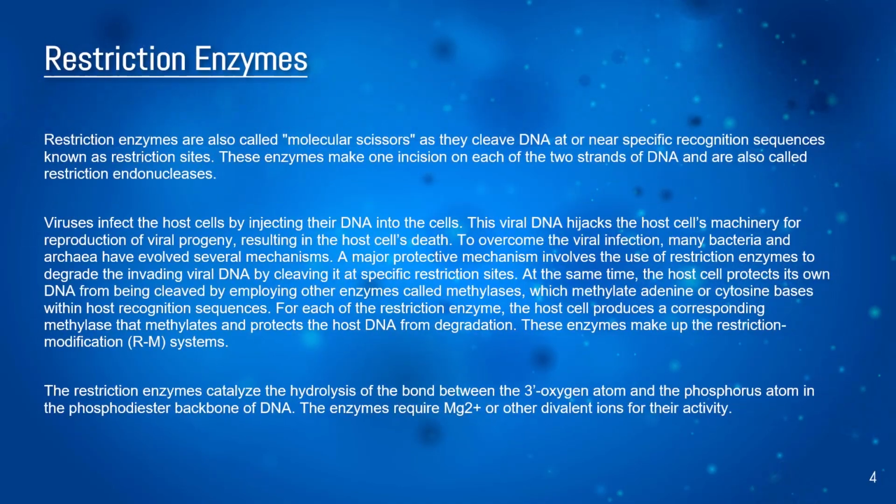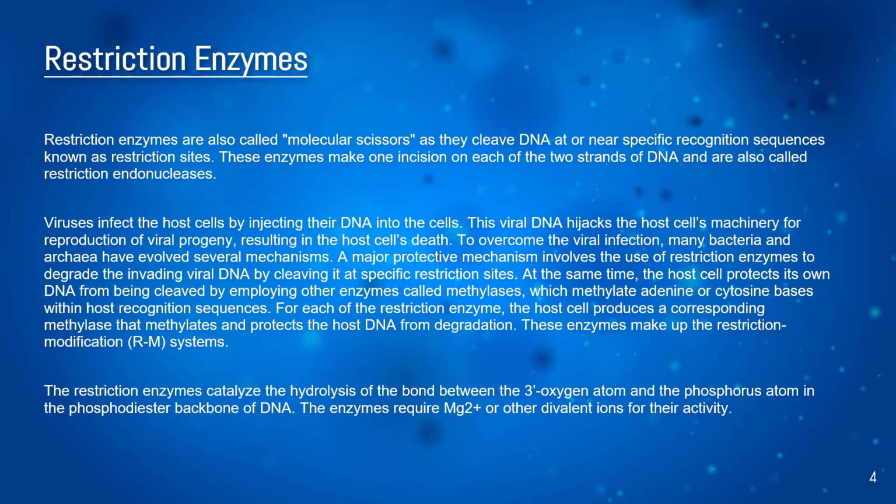Now, coming to a brief description of restriction enzymes. Restriction enzymes are also called molecular scissors as they cleave DNA at or near specific recognition sequences known as restriction sites. These enzymes make one incision on each of the two strands of DNA and are also called restriction endonucleases. Viruses infect host cells by injecting their DNA into the cells. This viral DNA hijacks the host cell's machinery for reproduction of viral progeny, resulting in the host cell's death.